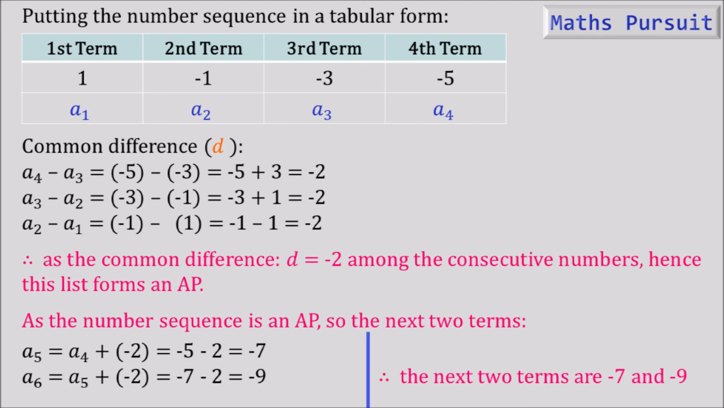If you look into the number series, the first four terms are 1, -1, -3, -5, and the two terms that we calculated are: fifth term is -7 and sixth term is -9. Hope you understood this calculation.